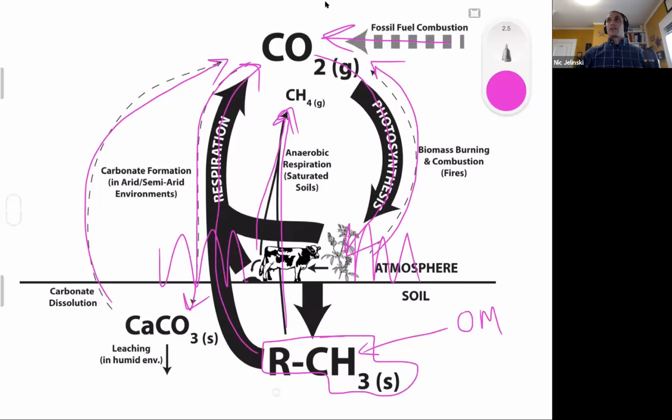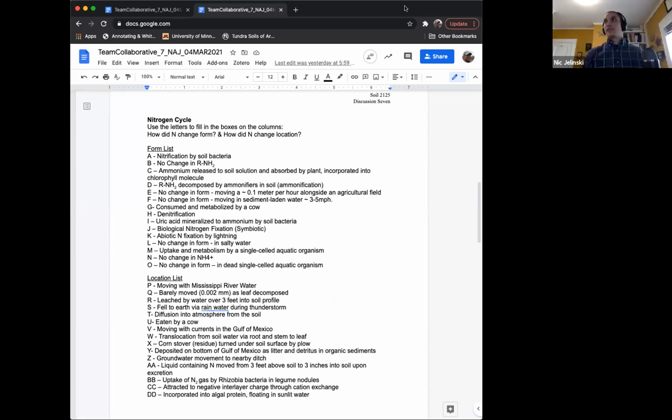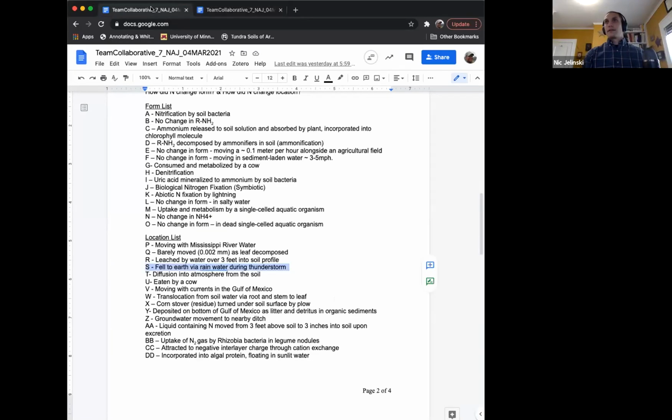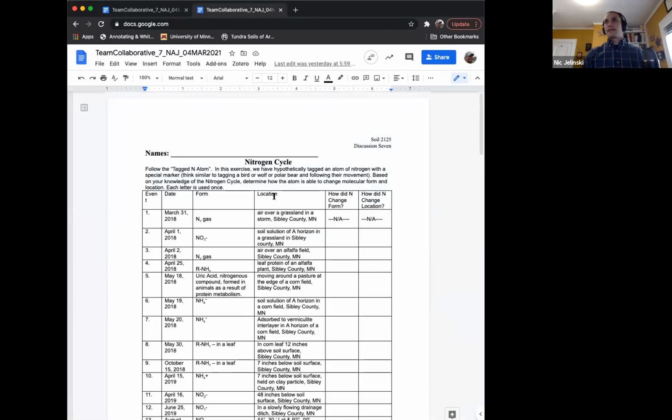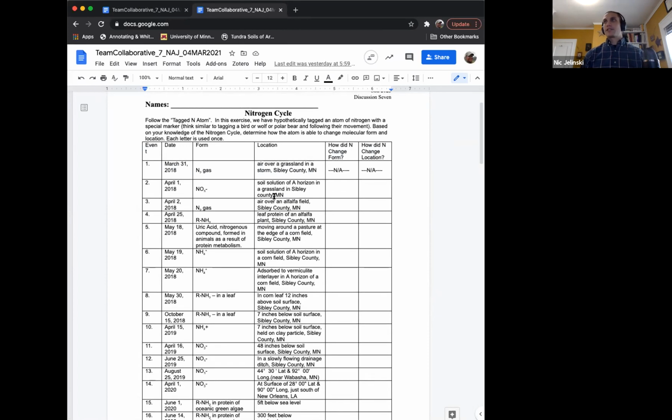Okay, so now what you're gonna do is I'm gonna reshare. If you go into your collaborative documents, you should see this at the top. It says nitrogen cycle. You only have a doc, there's no slide.